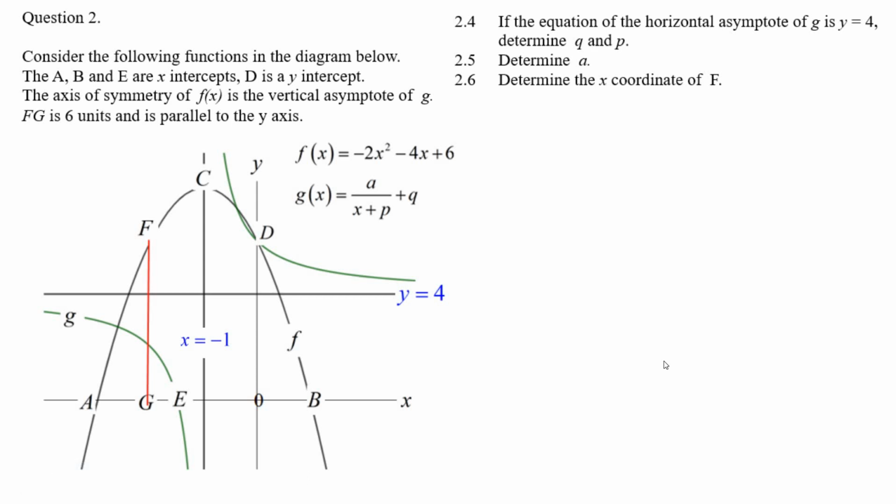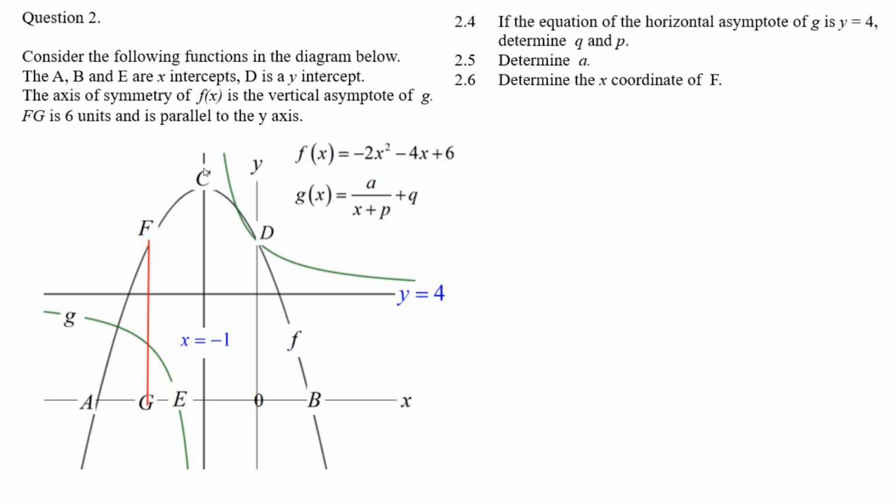Okay, let's try the last part of this function question. It says, if the equation of the horizontal asymptote of g, well, g is this green line, the hyperbola, if that horizontal asymptote is y equals 4, determine q and p. Well, they've just told you q if you know your stuff, so q is equal to 4.